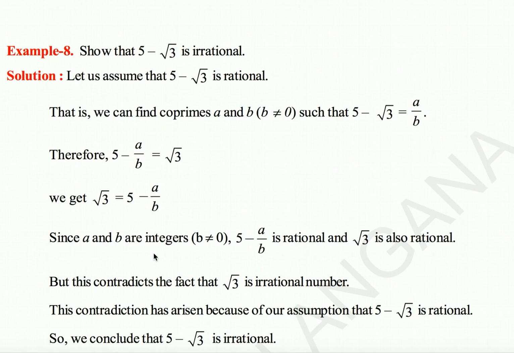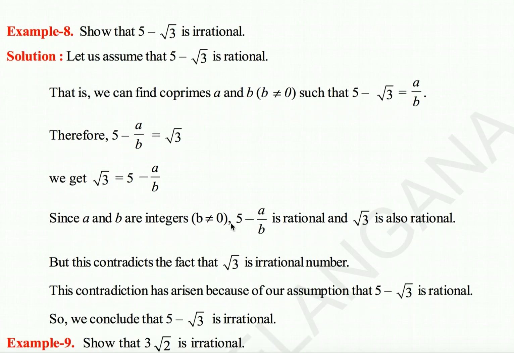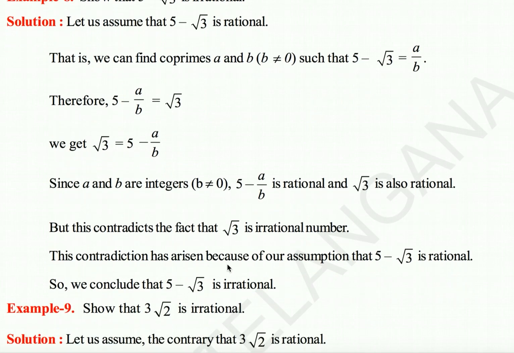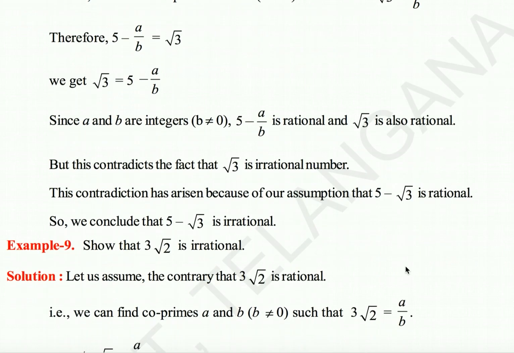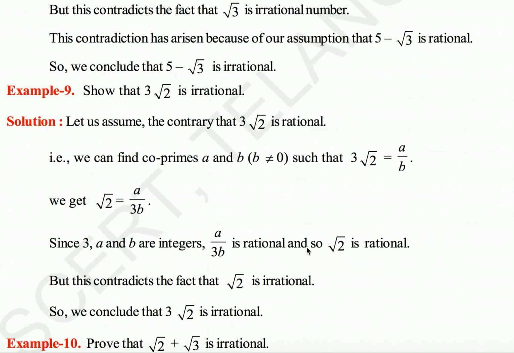Since a and b are integers, b not equal to 0, 5 minus a by b is rational, right? And so root 3 is also rational, but this contradicts the fact that root 3 is an irrational number. This contradiction has arisen because of our assumption that 5 minus root 3 is rational. So we conclude that 5 minus root 3 is irrational.